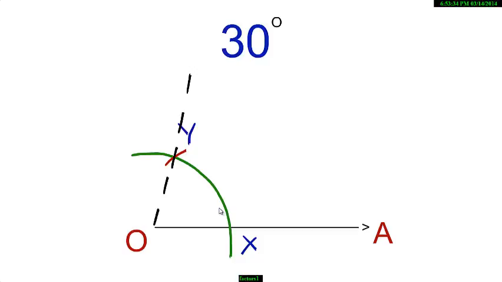So, with X as center, cut an arc of the same radius. With Y as center, cut this arc at B. Join OB. Use your standard angle of 120 degrees to measure angle AOB. Is it half of 60 degrees? Have fun constructing your own standard angles.